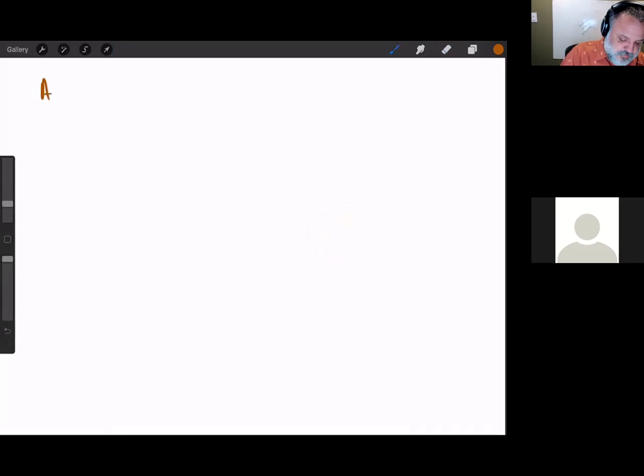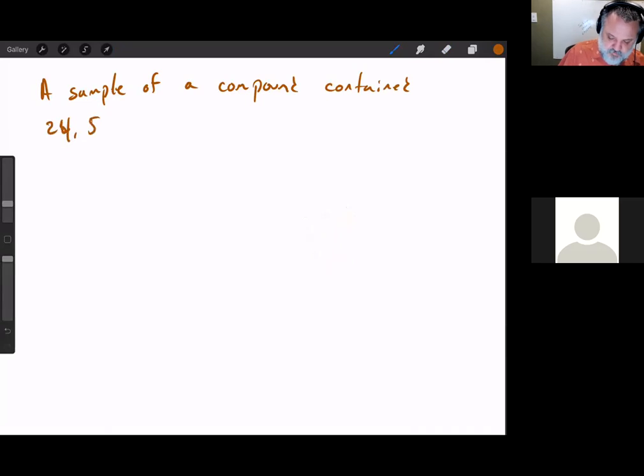Let's say a sample of a compound contained 24.5 grams of nitrogen and 70.0 grams of oxygen.